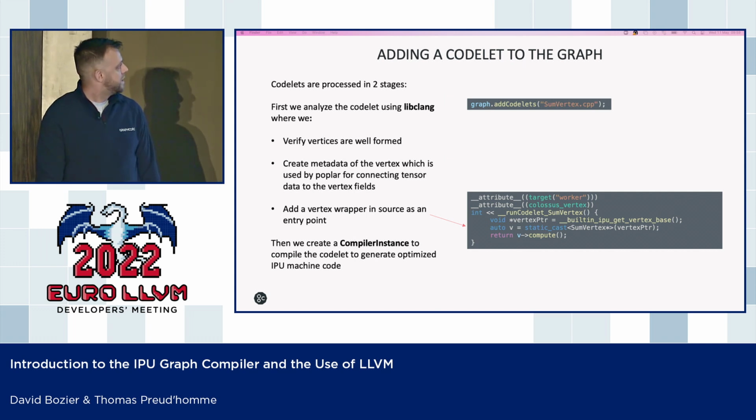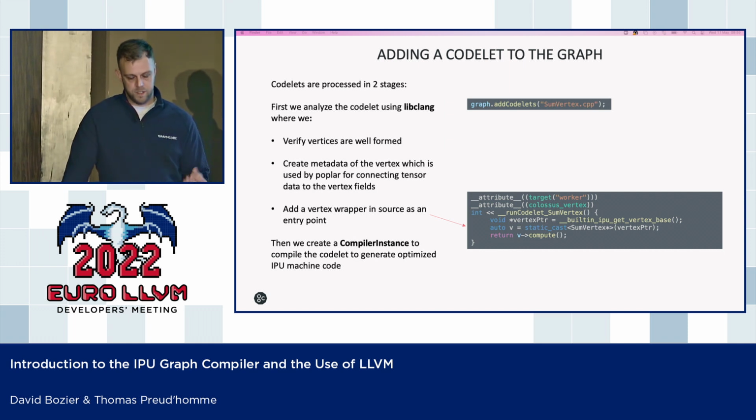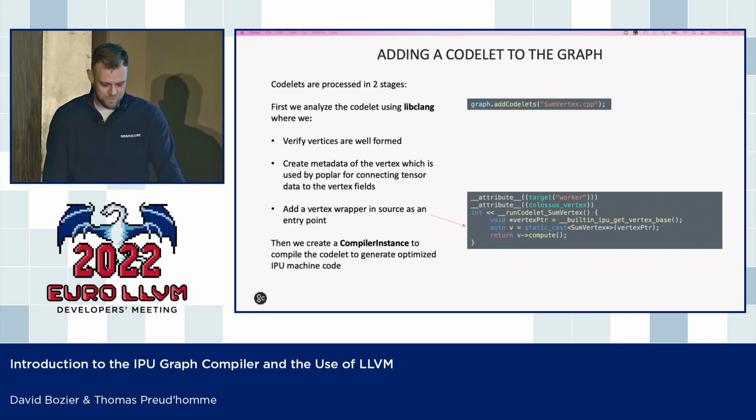We also need to add a wrapper to create the entry point so we can perform our execution of the vertex. And we do this in C++. So rather than creating a stub of machine code, we pre-process the C++ source to add the additional functions. And then we can make use of the inliner, so this kind of all disappears.